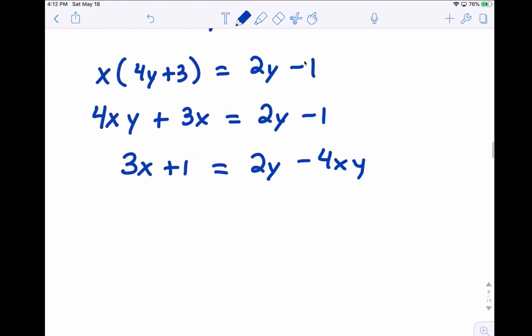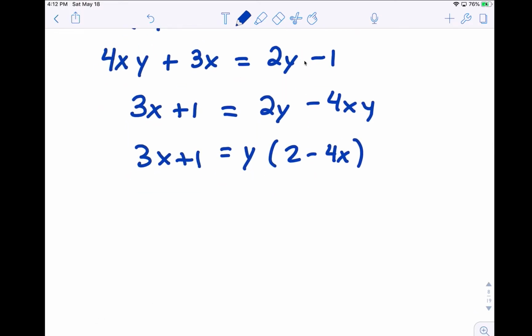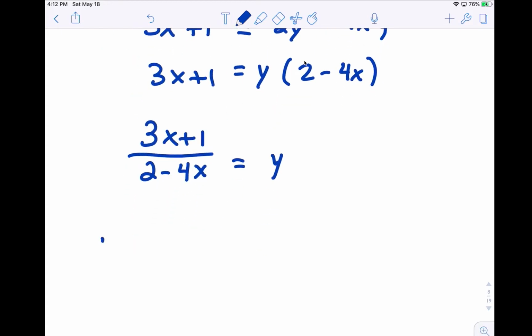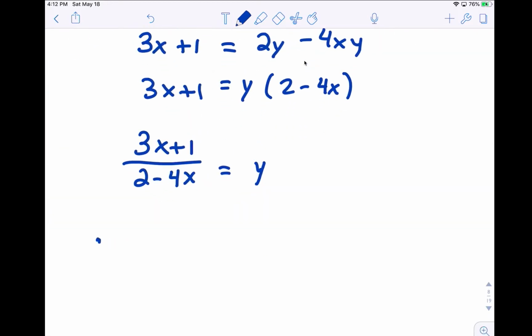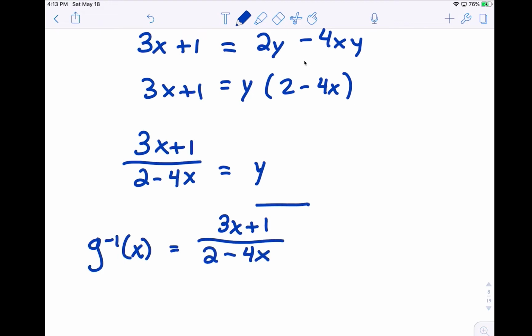Now again, keep your goal in mind. You're trying to solve for y. So take out the y here. Now I could take out a 2, but you're going to eventually just have to divide it over, so it's easier just to leave it there. And then divide over. So 3x plus 1 over 2 minus 4x. So your inverse now is 3x plus 1 over 2 minus 4x.